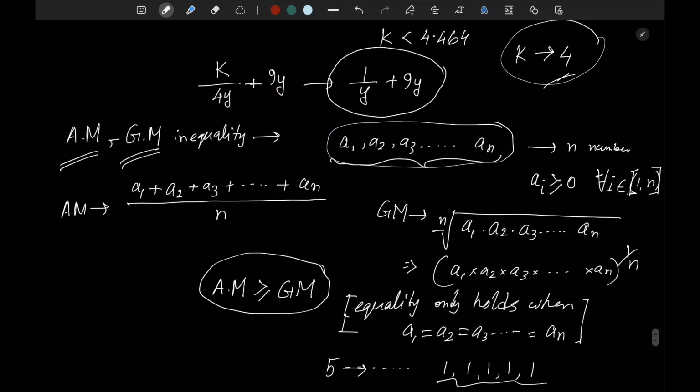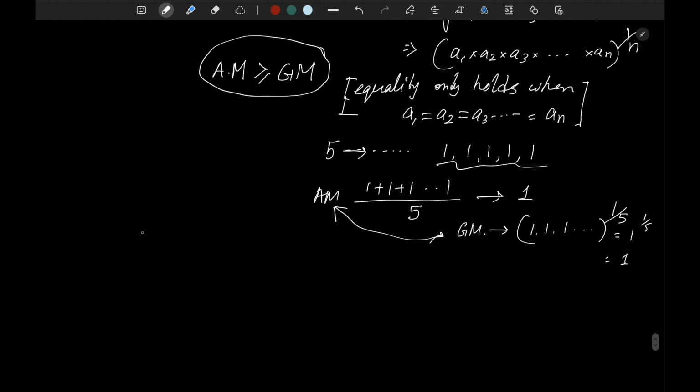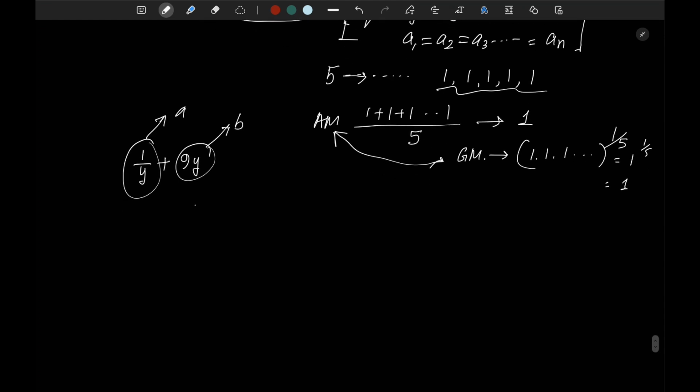What was the final expression we had? We had 1 by y plus 9y. So we have 1 by y plus 9y. Now let's take this term as some a, this is some b, and we will apply the AM-GM inequality. So AM-GM inequality states that (a plus b) by 2, because two terms are here, is greater than or equal to the square root of a into b. Why square root? Because only two terms.